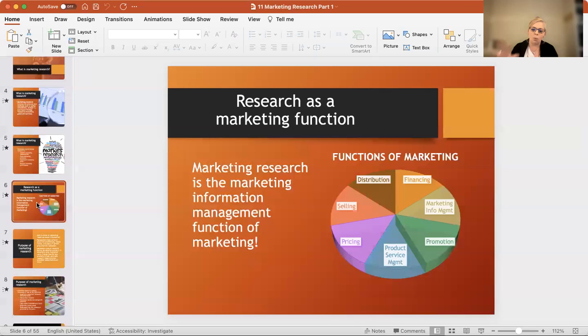If we think about this whole puzzle, this whole pie, what that looks like, of course, we've got product, price, place, and promotion, our big heavy hitter 4. But then we've got a few other ones that tend to fall in here when we think about the complete scope of marketing. And of course, marketing research falls into marketing information management, that piece right up there, kind of right here, if you can see my cursor.